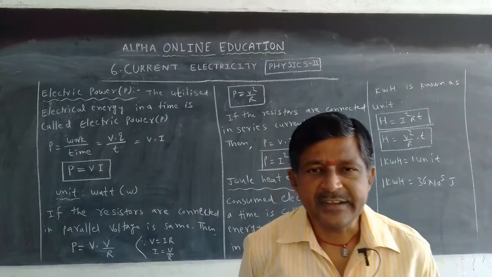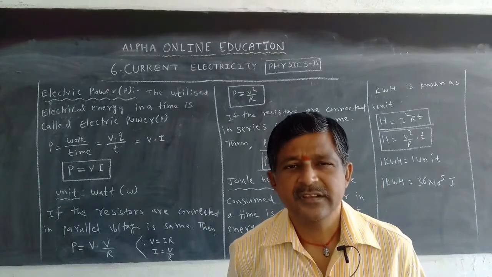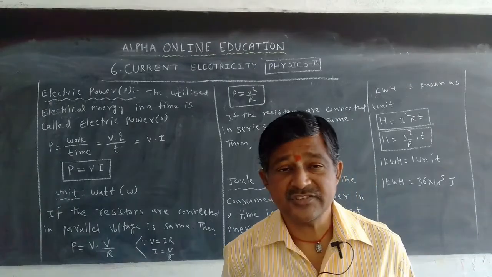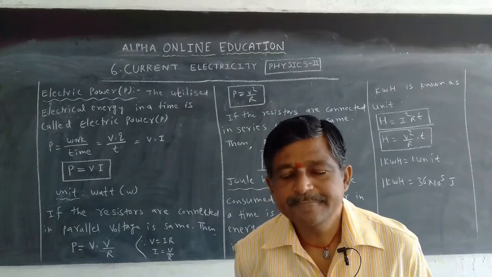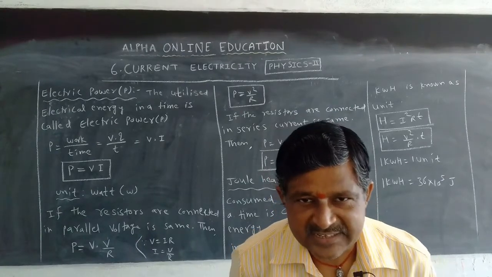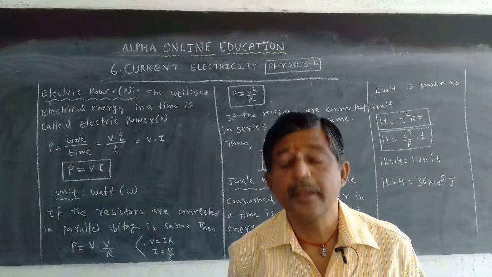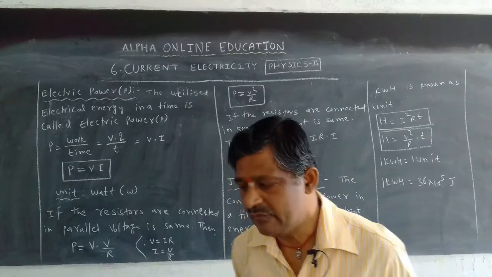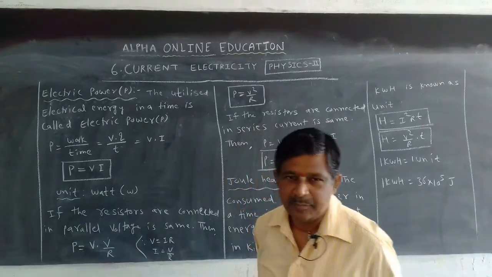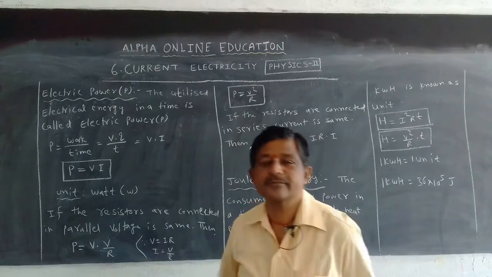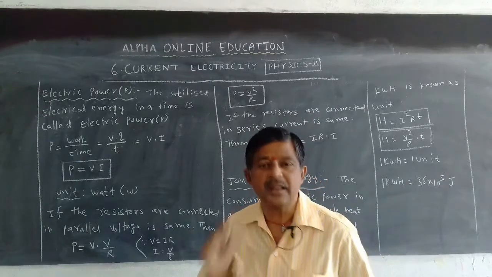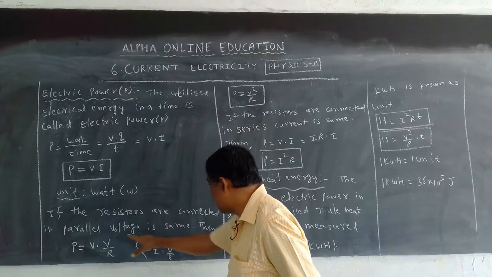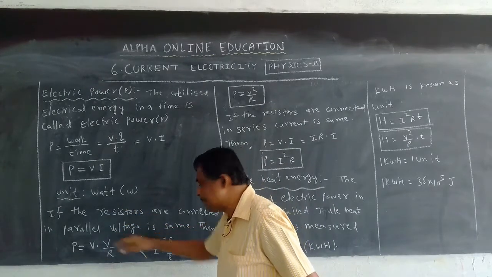Why are the electrical appliances connected in parallel in a house? This is one of the questions, and it is very, very important. When the electrical appliances or switches are connected in parallel, what is the same? In parallel, voltage is the same.